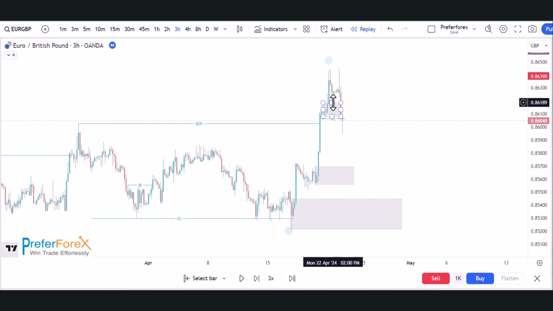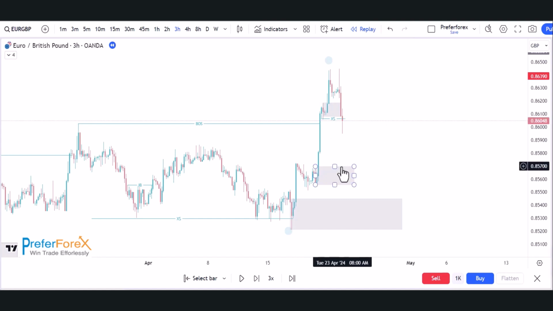This POI should not be considered as tradable because this POI was created before the creation of the swing high. Price doesn't respect this POI because the low of the POI has been considered as a liquidity.